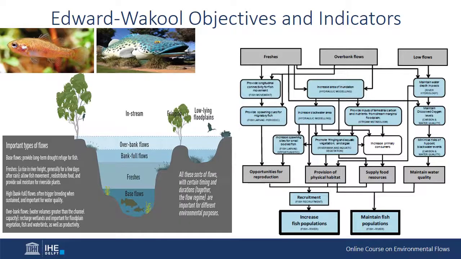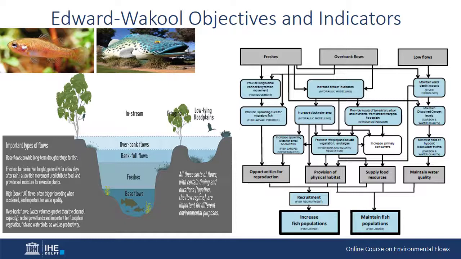The Edward-Wakool system is recognised as a priority area for fish diversity in the Murray-Darling Basin, including threatened and endangered fish, and it is part of the aquatic ecological community in the natural drainage system of the Lower Murray River catchment in New South Wales. Fish are also highly valued for conservation, culture, and economically in the region for recreational fishing.